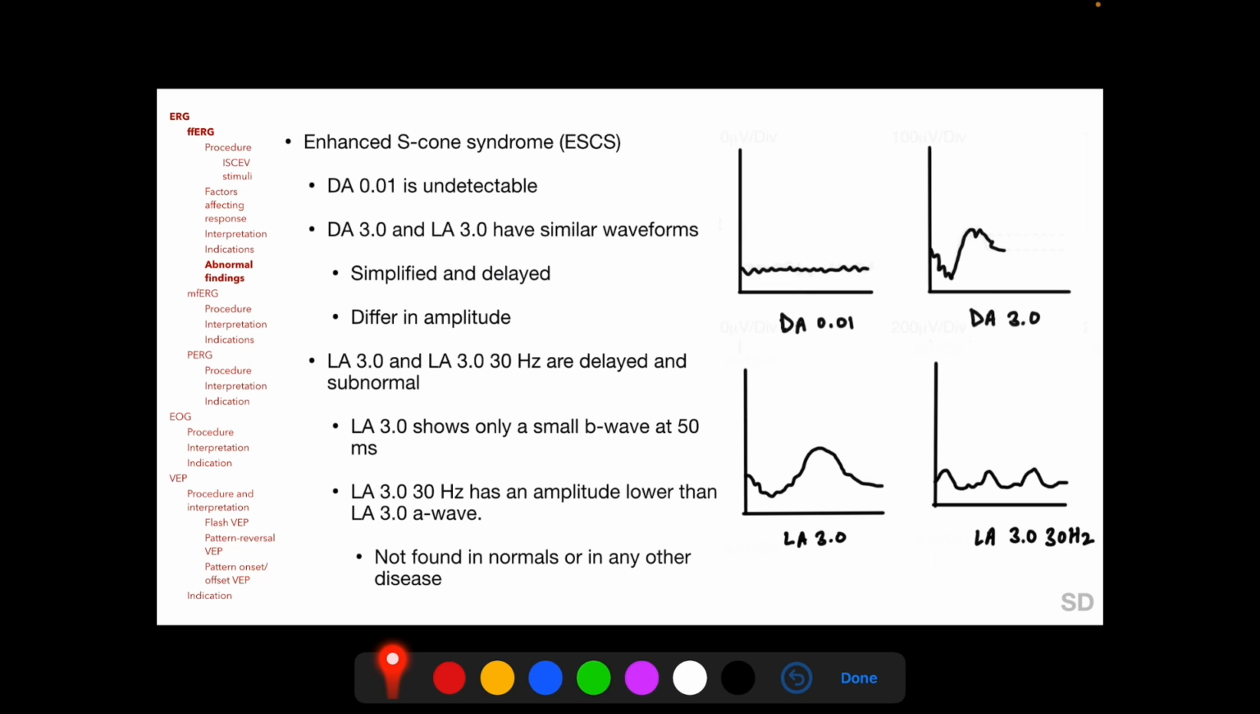And in ESCS, the amplitude of the photopic flicker response is lower than the amplitude of the A wave of the response to LA 3.0, and this is very typical of ESCS and is not found in normals or in any other diseases.